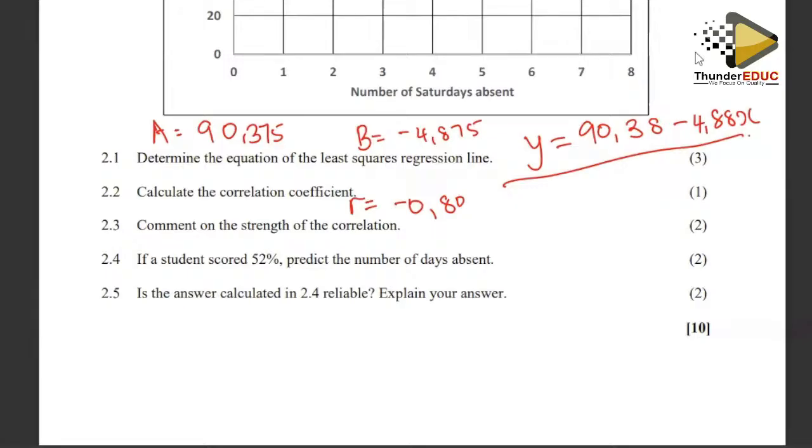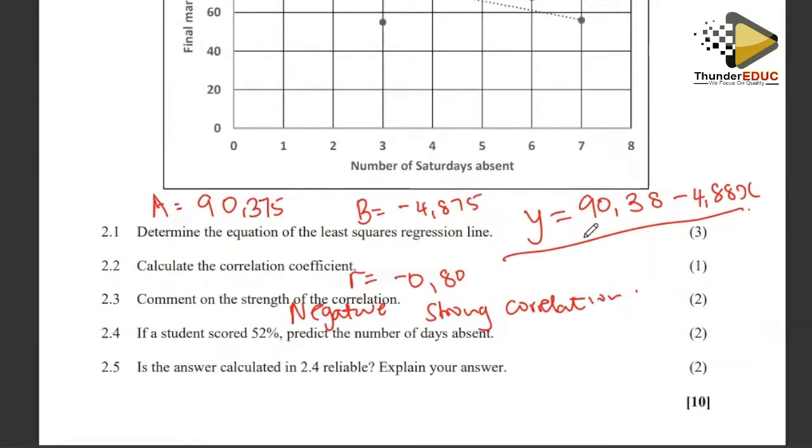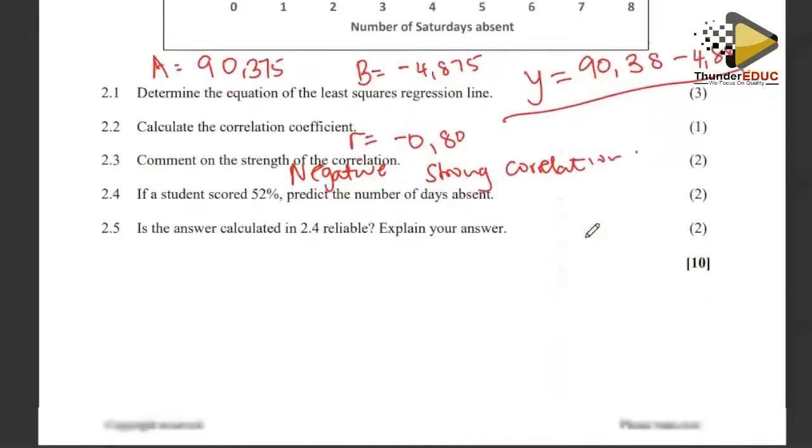Okay, so we're seeing that the 0,8 is really a strong correlation or relationship. So what we can say, since it's a negative, is that it's a strong negative correlation or relationship. Strong, negative, whichever way you want to put it, no problem. Then 2.4, if a student scored 52%, can we predict the number of days that the student was absent?